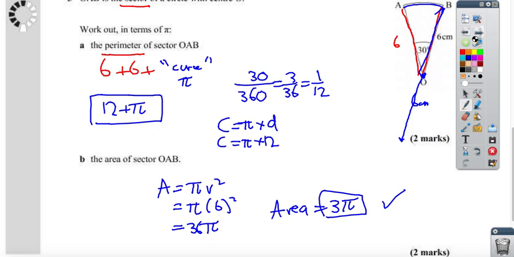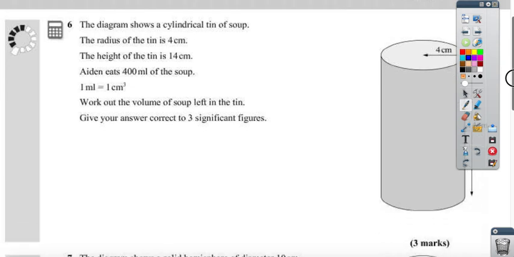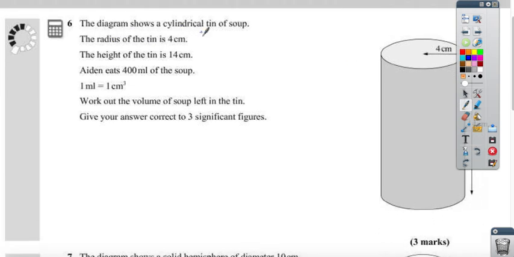Okay, last question. Oh no, penultimate question. The diagram shows a cylindrical tin of soup. It's asking you for the volume. If I miss the bits out, we'll come back to them in a minute. The volume of the soup left in the tin.